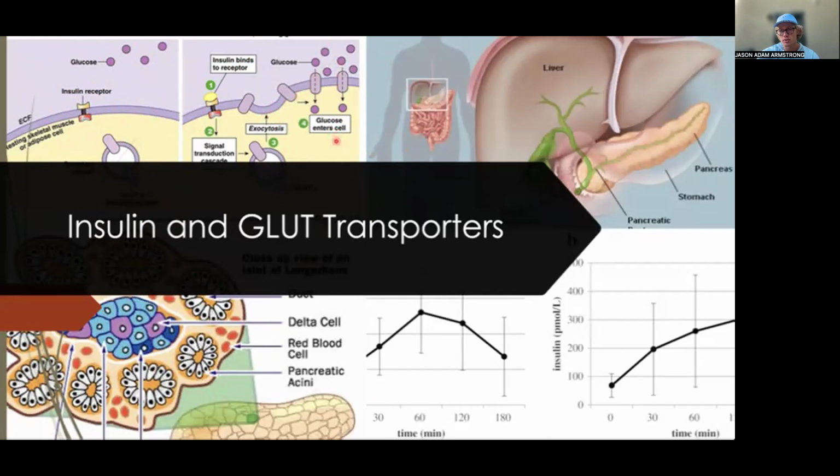So GLUT4 receptors are something that you'll hear about quite a bit. There are other GLUT receptors, but this is the one that's really important for insulin.